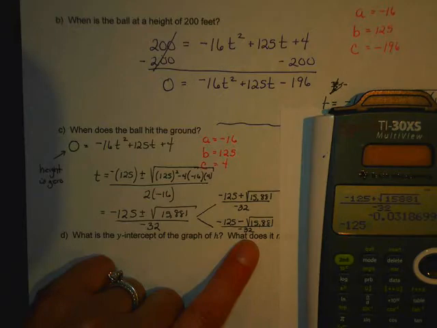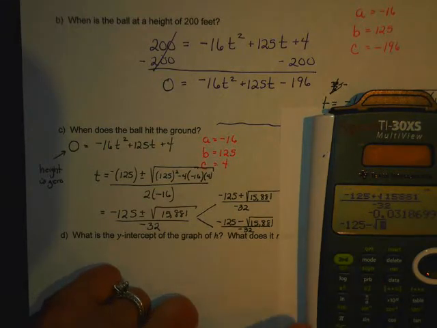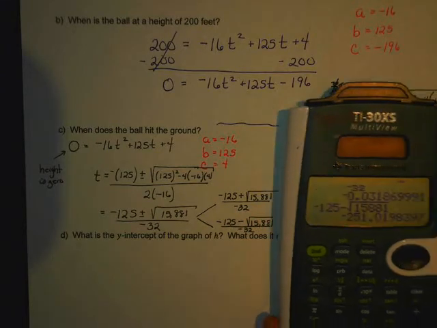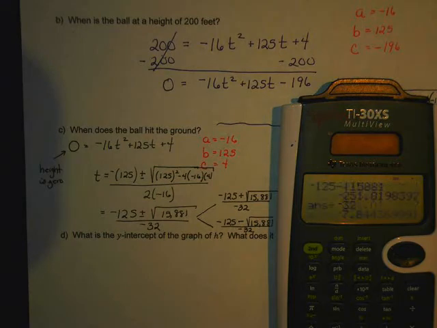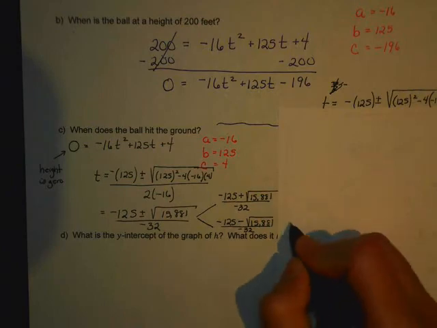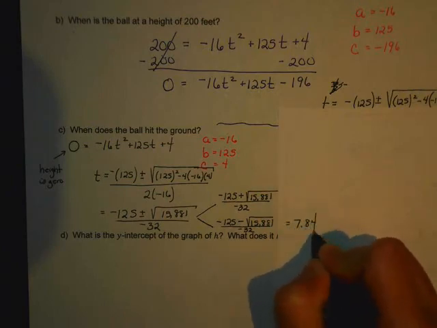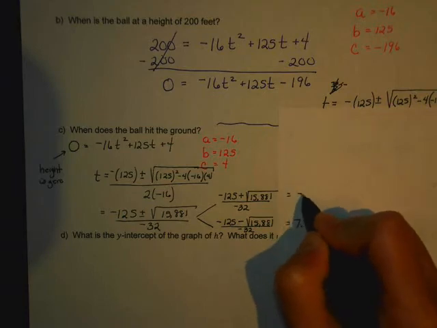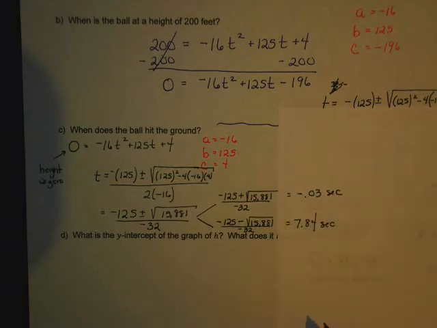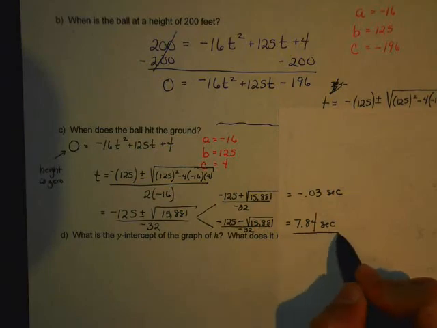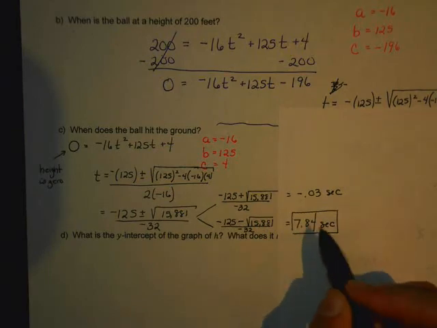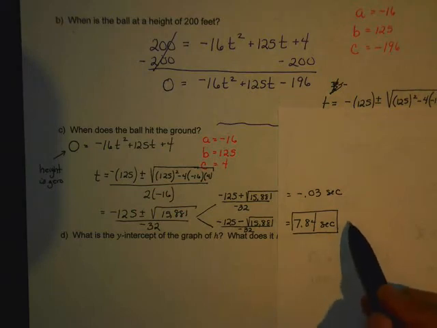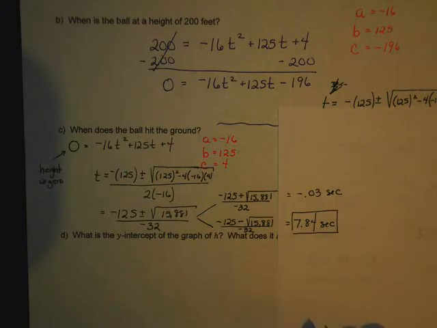Negative 125 minus square root of 15,881. I'm going to hit enter, and then I'm going to divide it by negative 32. All right, that makes sense. That's 7.84 seconds. This was something weird, like negative 0.03 seconds. Okay? So that makes some sense. So that's how long it took. Must have been a really big pop fly. It took a long time to go up and a long time to come back down. So that's what time it hits the ground. That's when its height is 0.